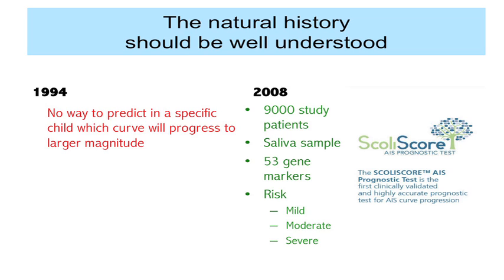It came about through the analysis of 9,000 patients who had severe scoliosis, and their saliva was sampled to see if the genes from their skin cells in the saliva could be analyzed to see if there were any common genes that these children with severe scoliosis had. And indeed, they found 53 gene markers for scoliosis.